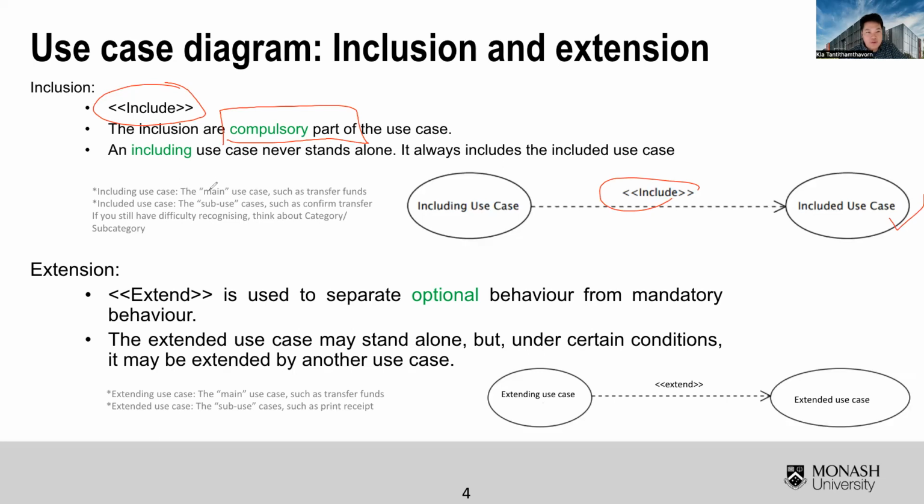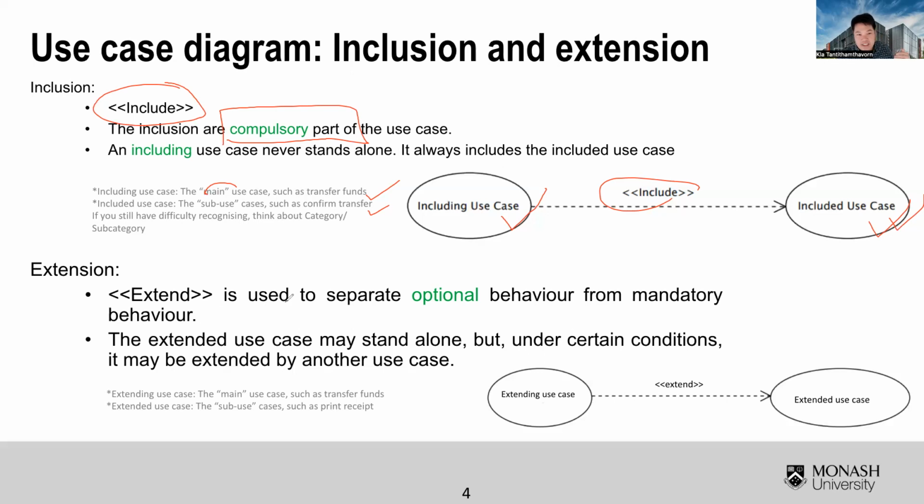Sometimes we use the term main use case as well. Including use case, the main use case such as transfer fund, and the sub use case could be confirm transfer. As I mentioned before, if we are going to do the money transfer, the main use case is the money transfer, but whether the transfer is successful or not is another use case as well, because you need to interact with the other company, the credit card company. That's why we separate into two use cases here.